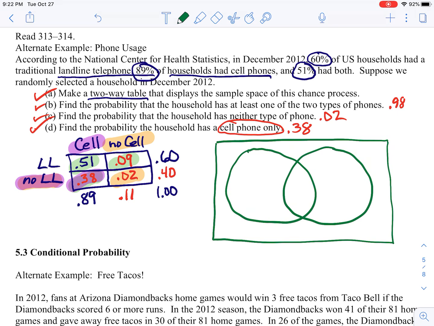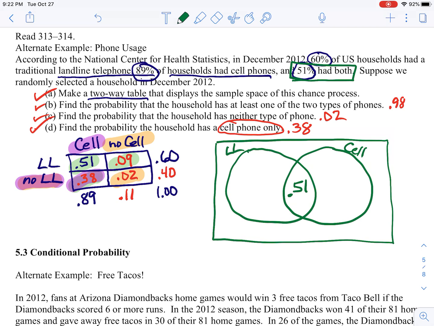One of the circles could be those that have a landline phone, and the other circle can be those that have a cell phone. Now the key is this can actually be difficult if you don't do this the right way. The key is to start with the middle 51%. 51% had both, they told us. Well, the both would be the overlap of the two intersecting circles. That's the area of this geometric diagram where the 51% that have both phones would reside. It's in that overlapping area.